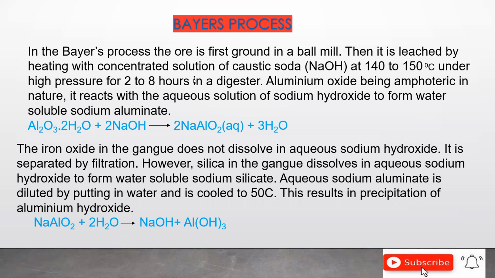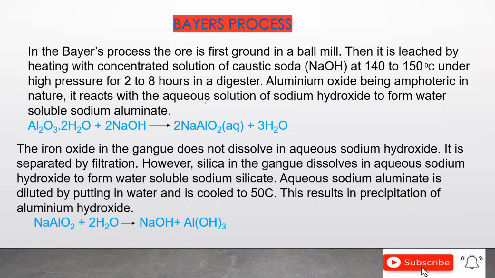After 2 to 8 hours, the aluminium oxide present in the ore will react with the sodium hydroxide and forms water-soluble sodium aluminate. Sodium aluminate formula is NaAlO2, plus water is also formed. You have to write this equation also in the exam, then only you will get full marks. So I'll explain the equation.